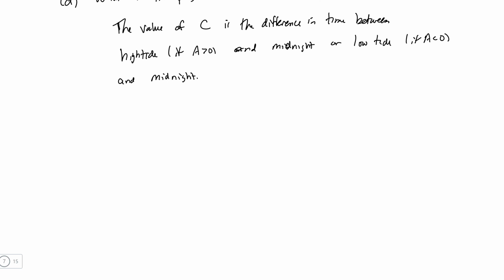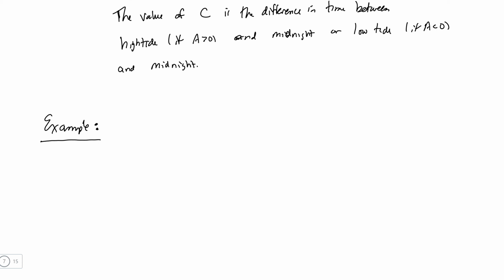Okay, let's try one more example. You can see these sines and cosines can model lots of different things. And so it's important to understand what the terms in your model are actually telling you.